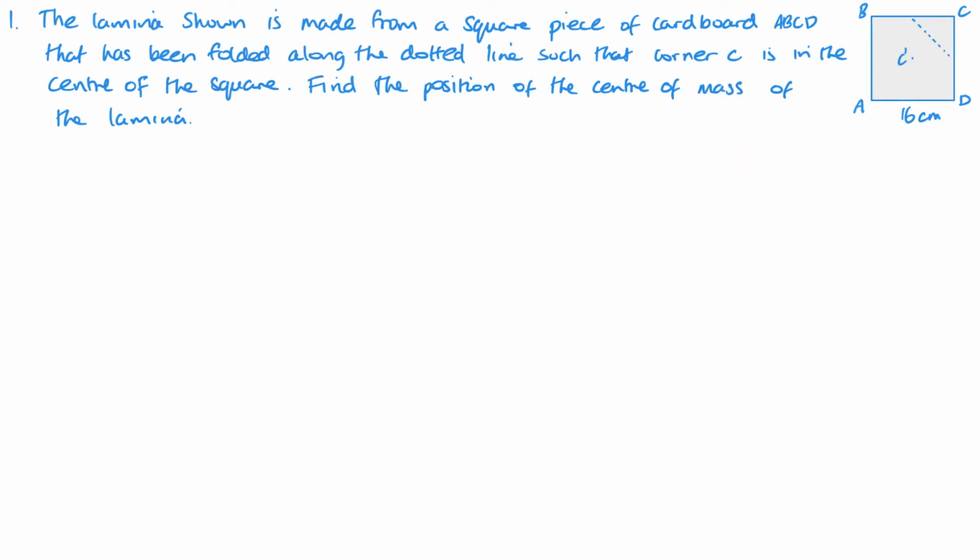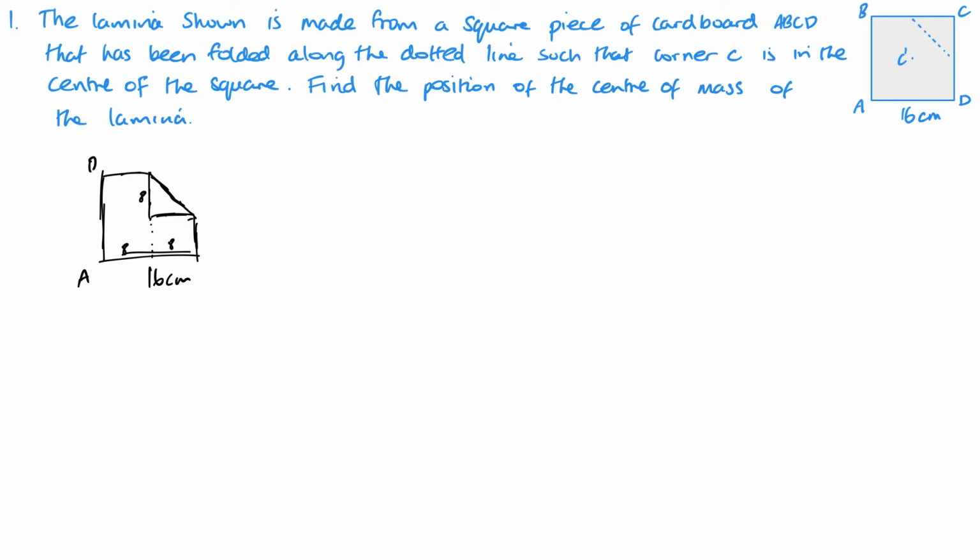So in this one we have a lamina made of a square, A, B, C, D, and C's being folded into the centre. So let's just get a rough kind of sketch of this. C's being folded into the centre. So kind of something like this now, where this is 16 centimetres. So we're looking at 8 and 8 there. We're also looking at this being 8, you know, down into the centre. So that certainly helps me out.